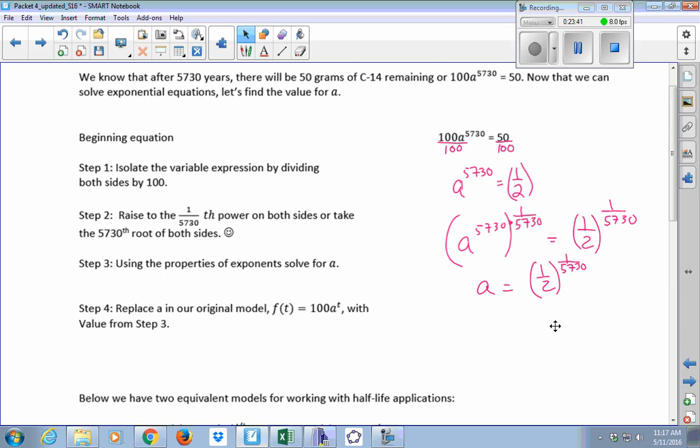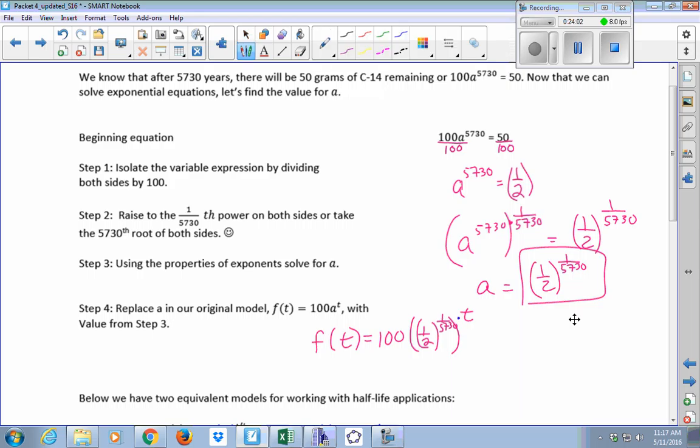So I'm just going to go back and plug it into my formula. So my formula looked like this: 100 A to the T. So A is right here, 1/2 to the 1/5,730. And when I use my exponent properties, what do I do? I multiply these two exponents, so I get T in the numerator. So now f of T equals 100. My base is 1/2, which should be no surprise at all.